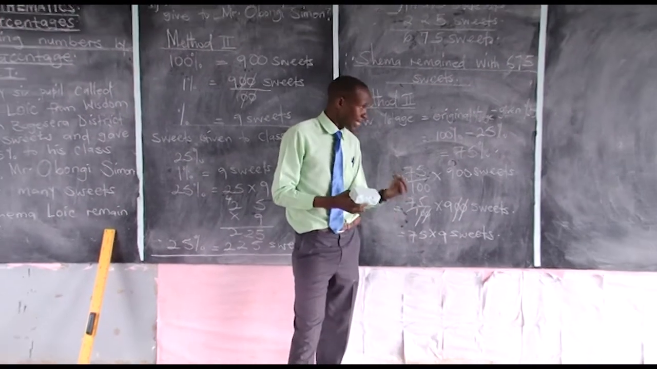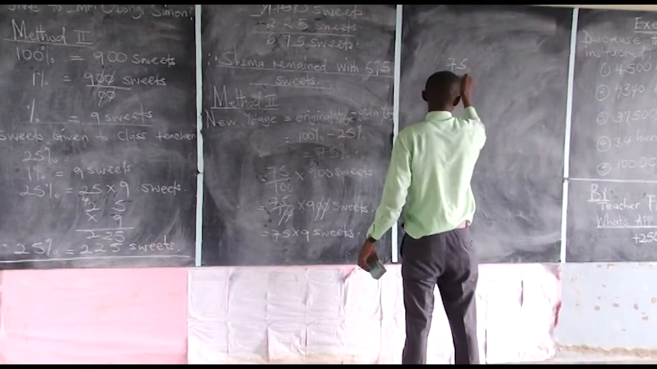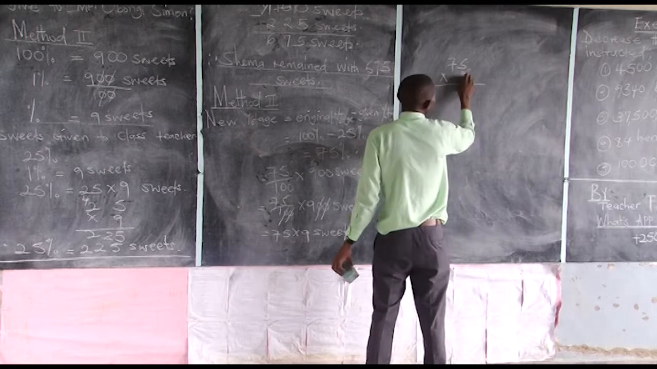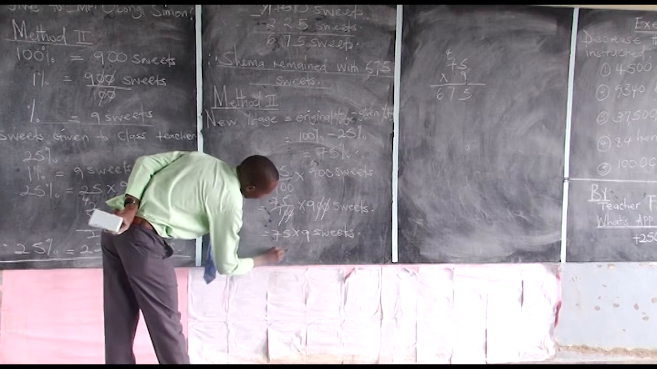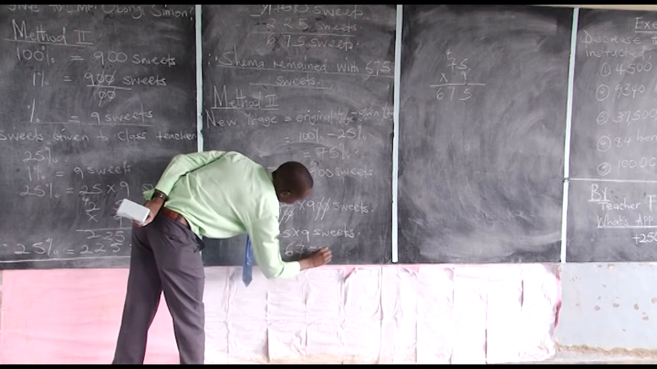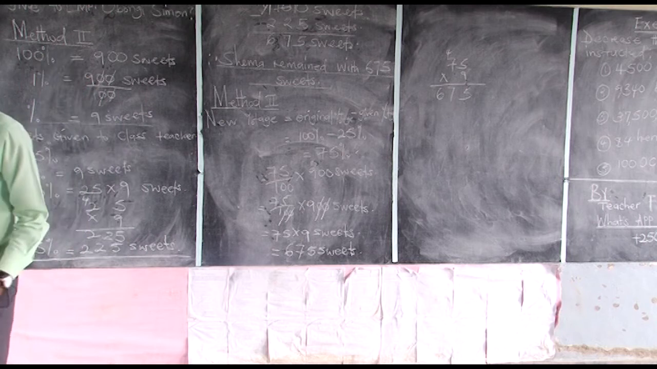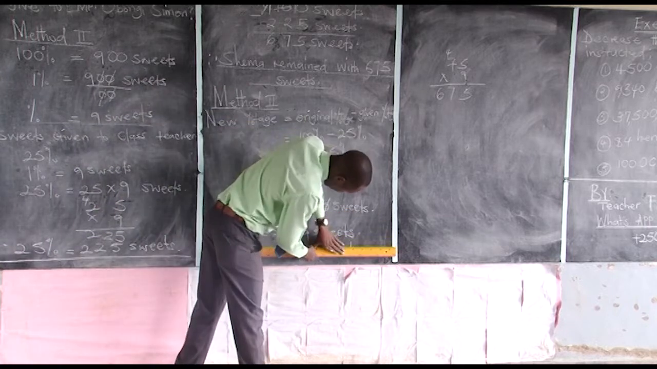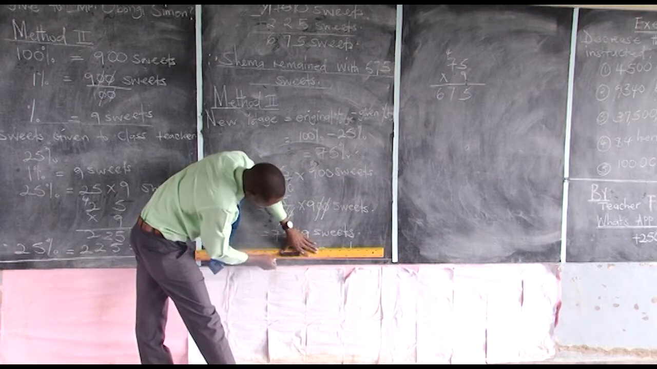75 times 9. We shall come aside and we say 75 times 9, which will give us 675 sweets. Then get your work. After getting the number of sweets and underlining it, it makes the end of our example. Our method two ends here.